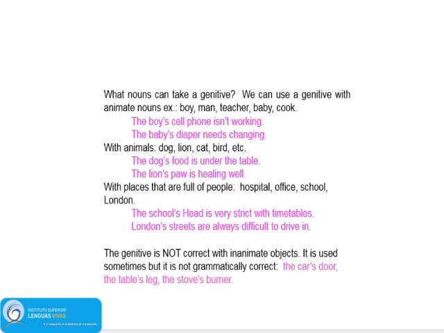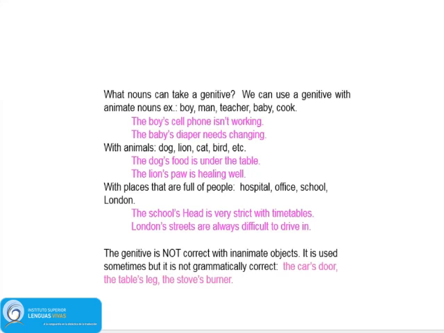And here you have the different nouns that can take a genitive. Yes, you have animate nouns, for example, boy, man, teacher, baby. All those are animate nouns. They refer to people, and so there you can add the apostrophe S. You can also add the apostrophe S with animals. Yes, for example, the dog's food is under the table, or the lion's paw is healing well. There they are animate nouns, so you can add the apostrophe S.